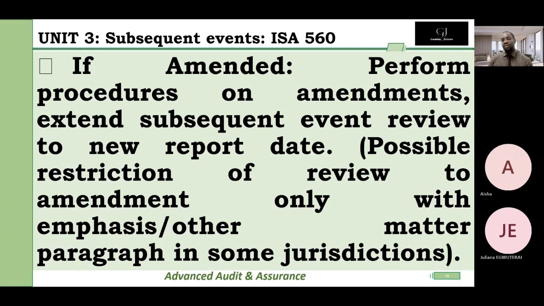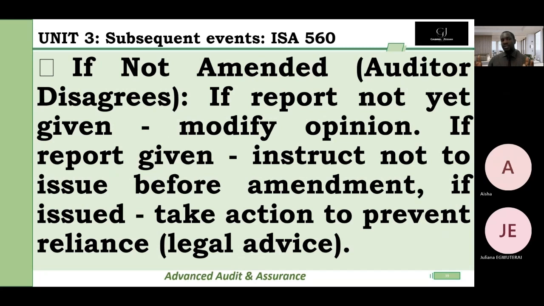And the possible restriction of the review is to amend only with an emphasis of matter paragraph in some jurisdictions. In the subsequent chapters, we'll be looking at matter paragraphs very importantly. Matter paragraphs are very important. They come out mostly in the questions, so we need to look at that. Also in this ISA 560, if not amended, and the auditor disagrees with the amendment, a report should not be given yet. So you need to modify your opinion.